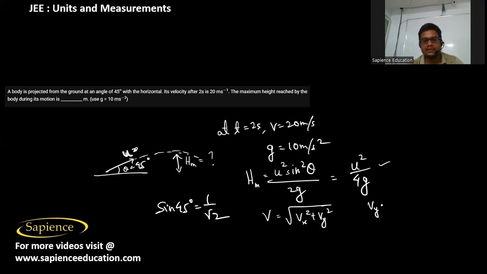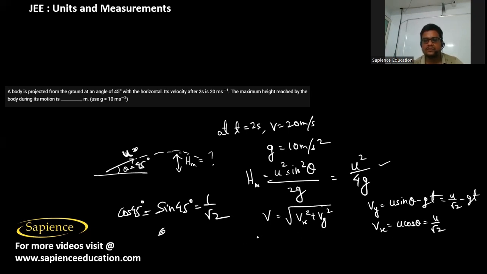Now vy is equal to uy, that is u sine theta minus gt, and vx is equal to u cos theta. So that is u by root 2 here, and this is equal to u by root 2 minus gt. Since cos 45 and sine 45 are the same, that is equal to 1 by root 2.